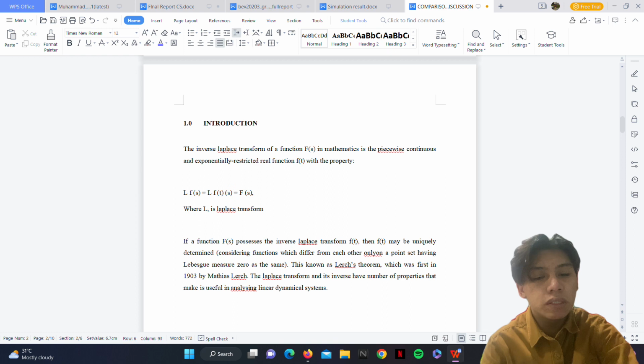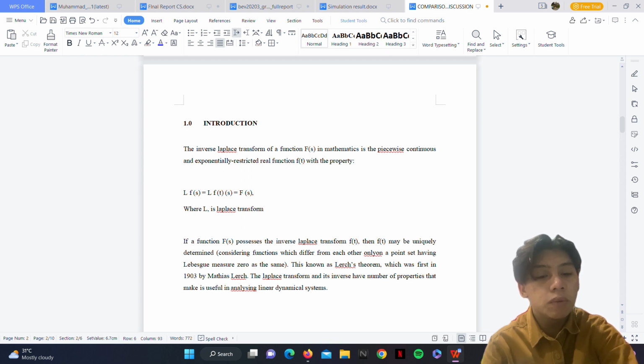If a function F(s) possesses the inverse Laplace transform f(t), then f(t) may be uniquely determined, considering functions which differ from each other only on a point set having Lebesgue measure 0 as the same. This is known as the Lerch theorem, which was first shown in 1903 by Mathias Lerch.